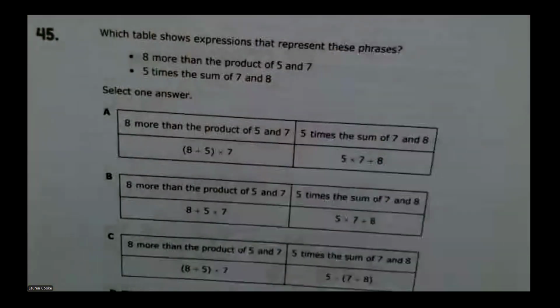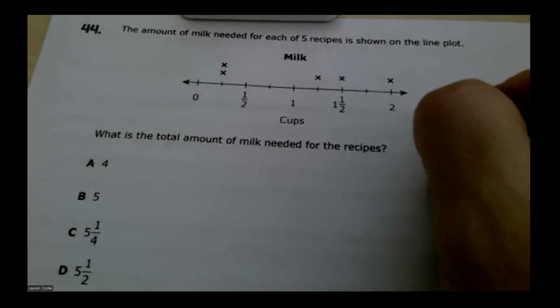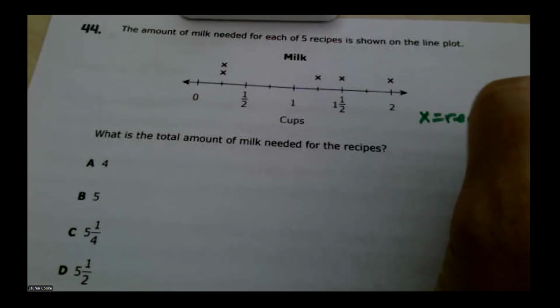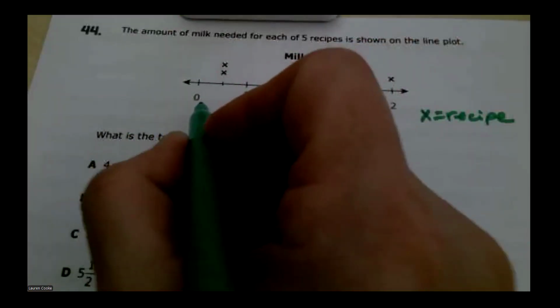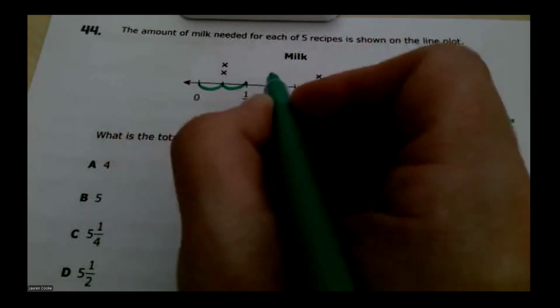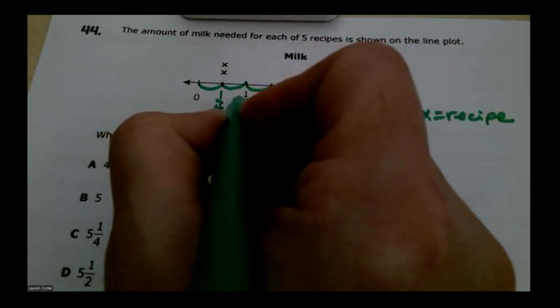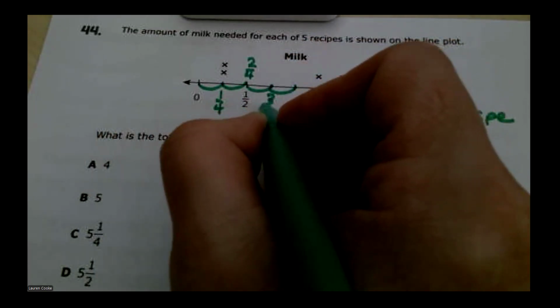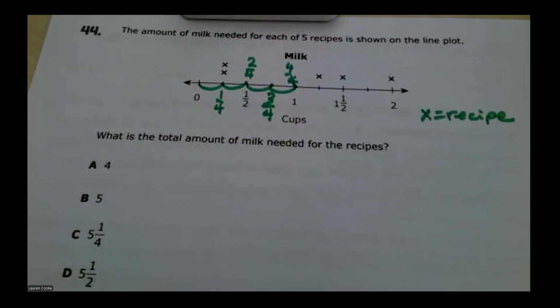Okay. The amount of milk, I love these problems. The amount of milk needed for 5 recipes. So each X is a recipe. I'm going to have to figure out how many pieces are in between. So I have 1, 2, 3, 4 in between 0 and 1. So this is 1/4, 2/4, 3/4, 4/4. I'm just making some room here.